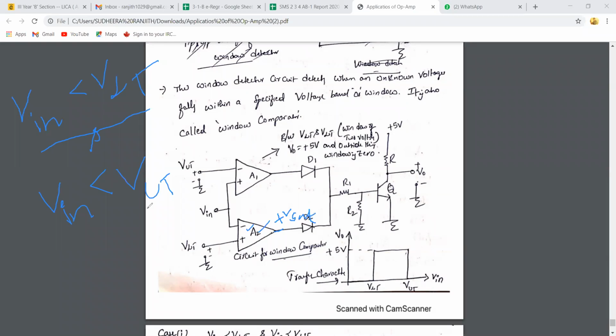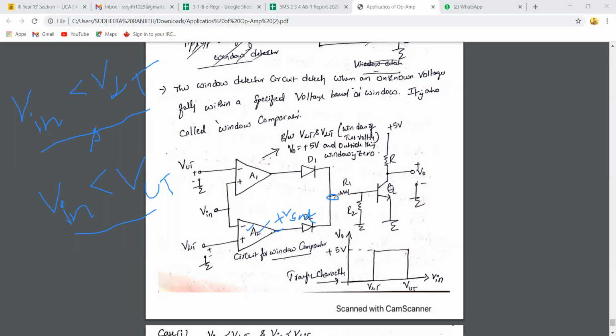Coming to A1. Sorry, V in is less than VUT. What is the output of A1? Minus VSAT, sir. Right. Minus VSAT. What is the condition of D1? Reverse bias, sir. So D1 is reverse bias, and D2 is forward bias. So then what is the voltage here?